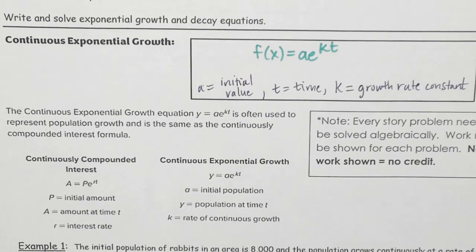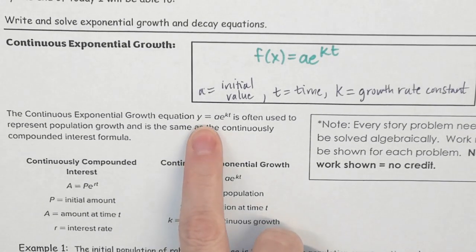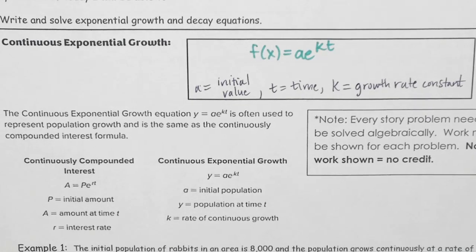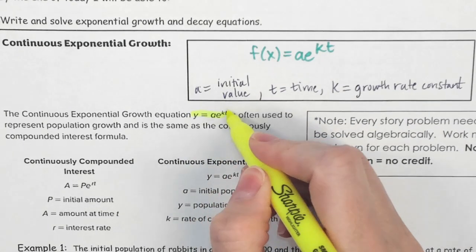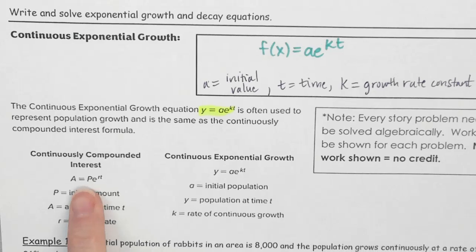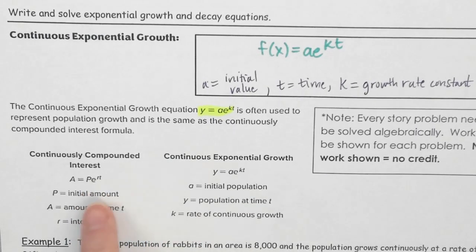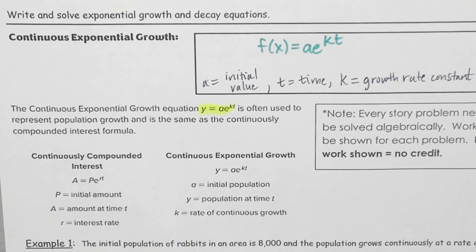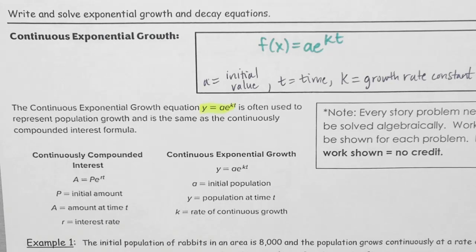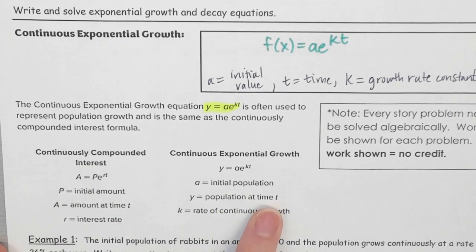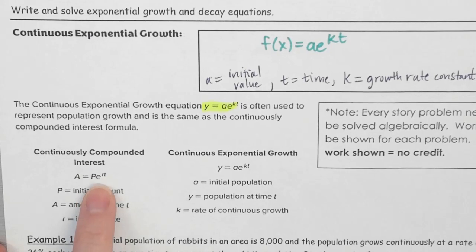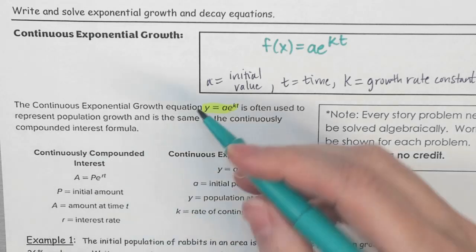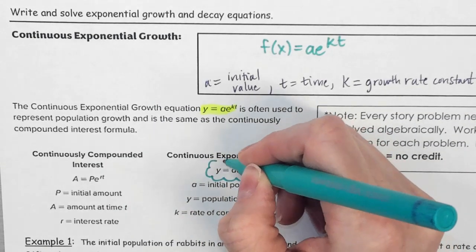Okay, and the continuous exponential growth equation, like I said, sometimes it's y equals the value. That is often used to represent population growth. And it really is the same as the compound interest formula, the PERT, except instead of P as your initial, it's A as the initial. Okay, and then your output is your amount at that time. And then r is the interest rate in PERT, and k is the interest rate in continuous exponential growth. Okay, so this is another way to write your equation.